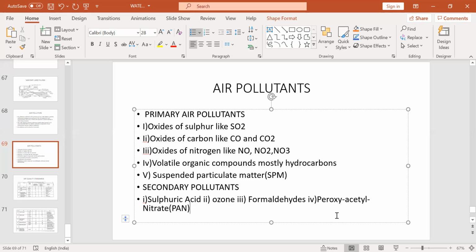And second, abundant sunlight. Remember one thing: for these photochemical reactions to occur, the presence of sunlight is mandatory. Without sunlight there is no photochemical reaction; that is why it is called a photochemical reaction, because photons are induced and photons come from the light, that is, the sunlight. So light or sunlight plays a major role in such reactions.